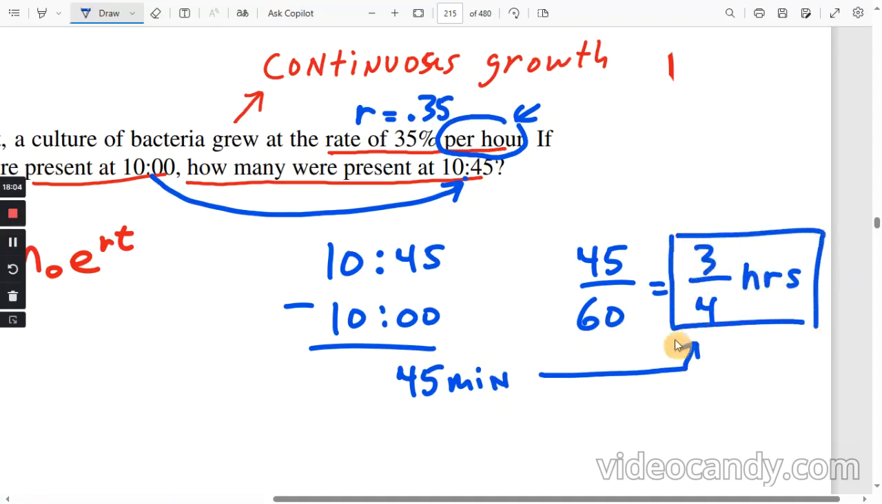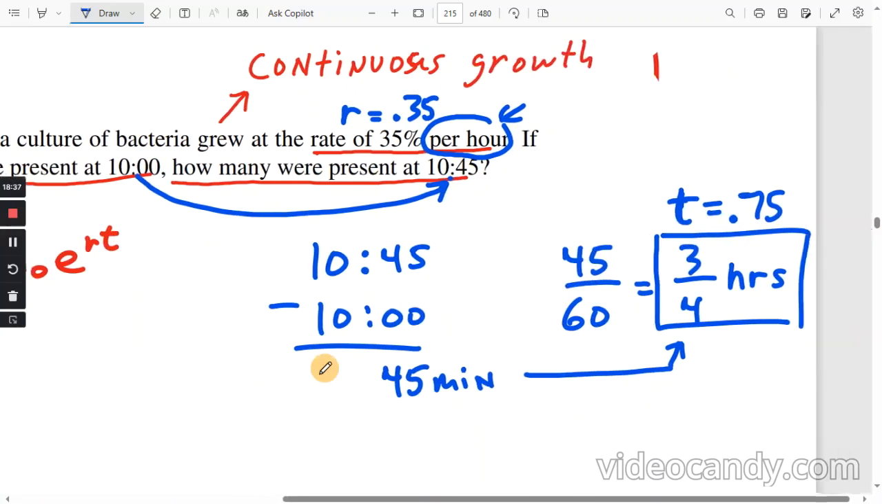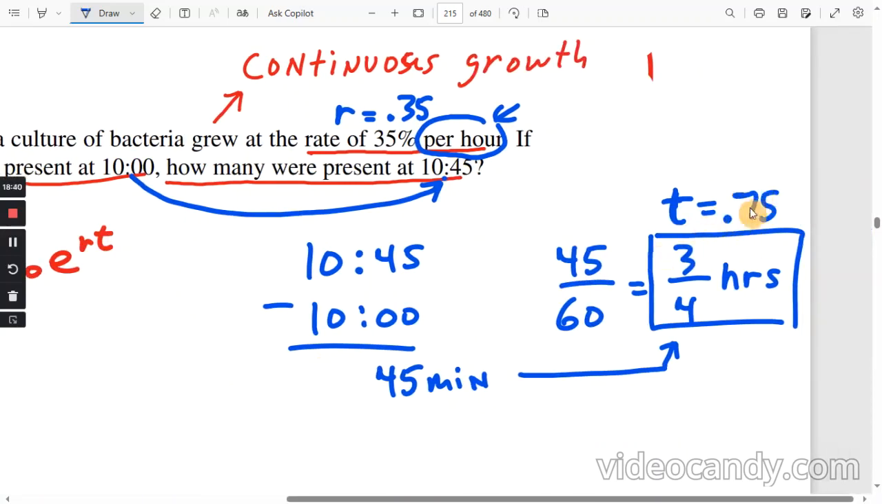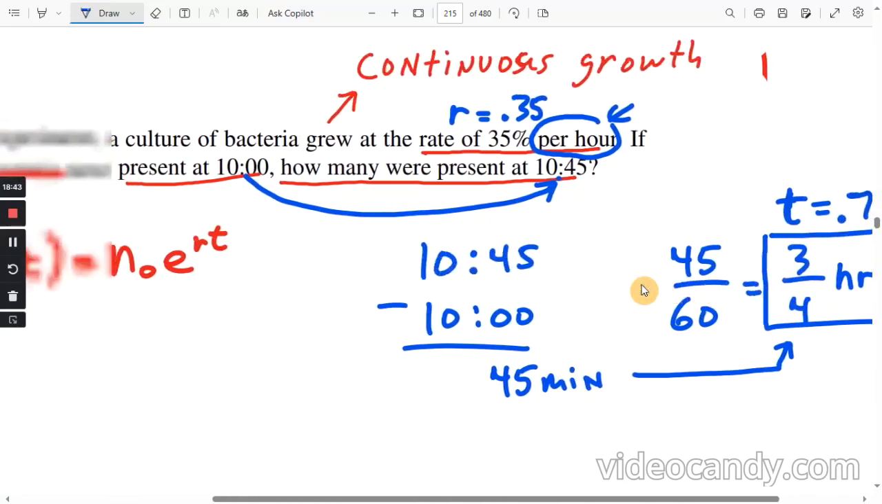Okay. Now, did we need to reduce? Not necessarily. We can let the calculator do the work and let t equal 45 over 60. But the easiest thing to do is convert that fraction to a decimal. So t is just going to be 0.75 because that's the same as 3/4. Now, if this were a repeating decimal, I would not round it off. I would leave it as a fraction in the problem. But in this case, it's not a problem at all because 0.75 is exactly the same as that fraction.